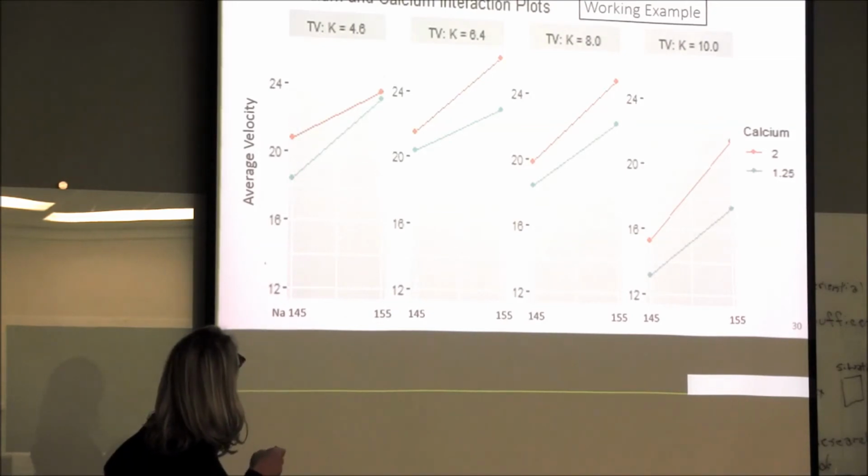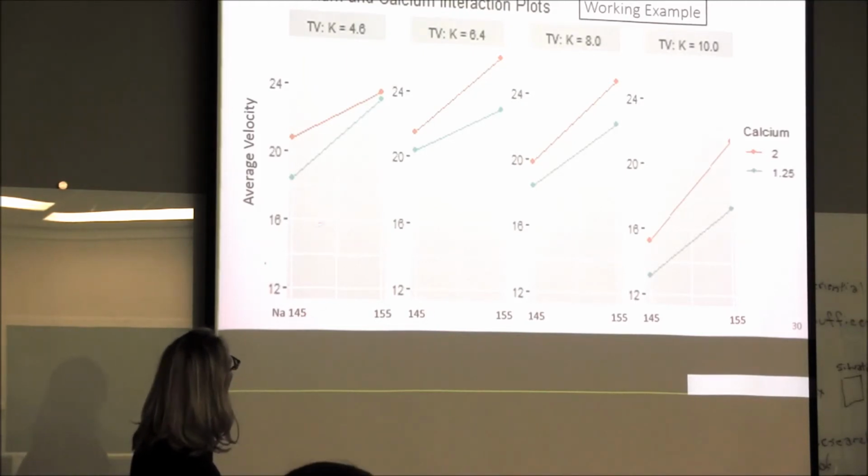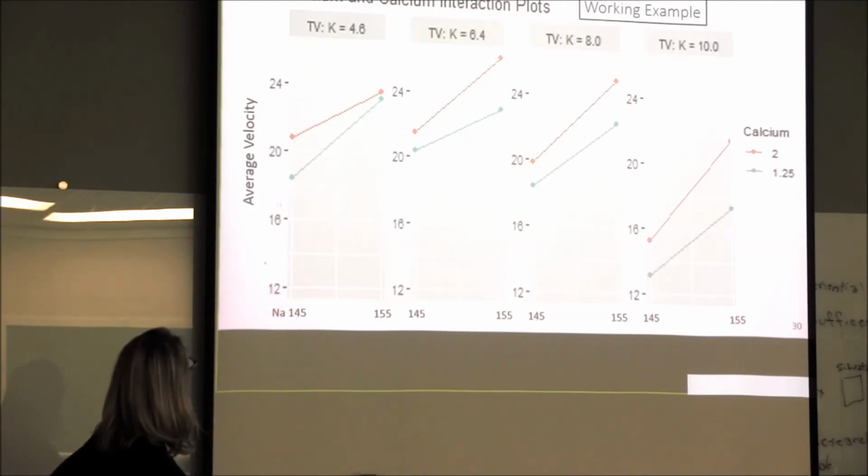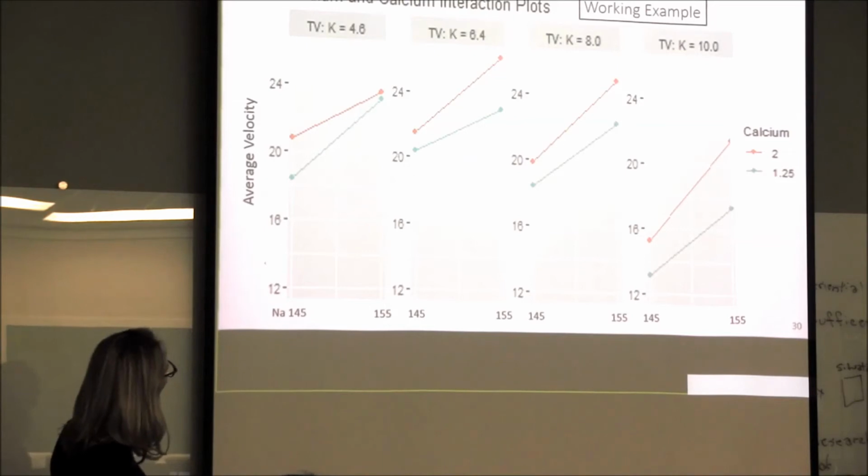So each point is your velocity for the various potassium levels, calcium levels, and sodium levels. Okay, and so to compare the effect of calcium versus sodium on velocity, you'll want to compare the slope of the line versus the distance between the points. So basically what we see here is that the difference between these points is less impactful than the slope of the points, or the change between sodium 145 and 155.